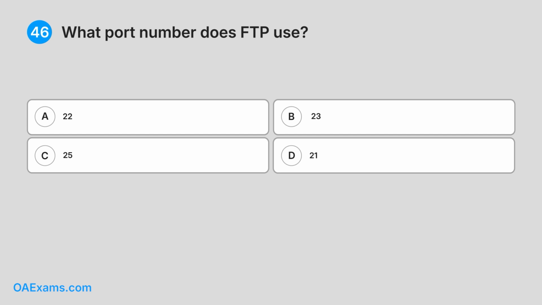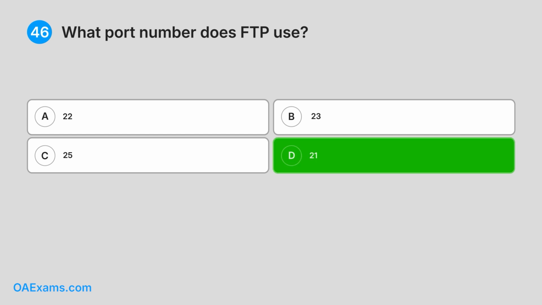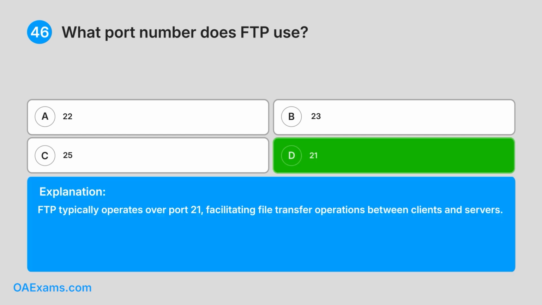Correct answer. D. 21. Explanation. FTP typically operates over port 21, facilitating file transfer operations between clients and servers.